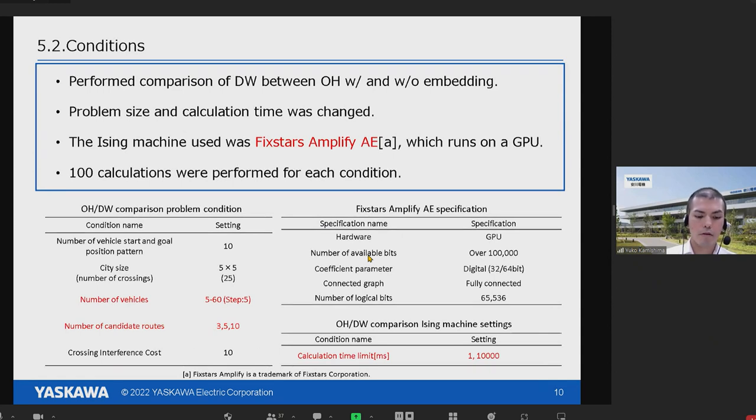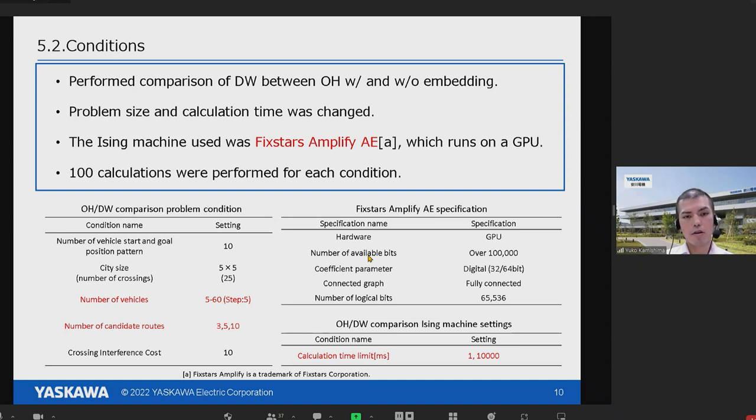Now the conditions for the comparison are shown below. We performed a comparison of domain wall and one-hot with and without embedding. The problem size was changed by the number of vehicles and number of candidate routes, and also the calculation time was changed.